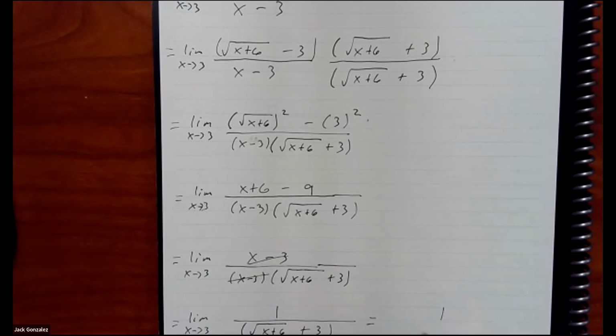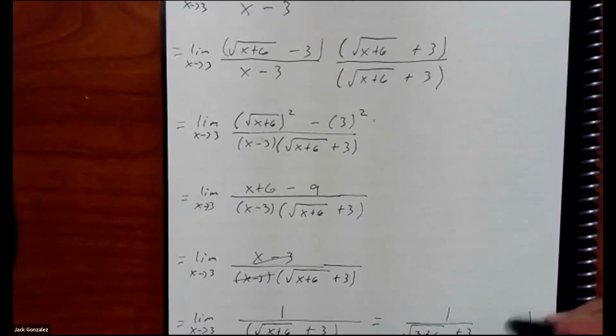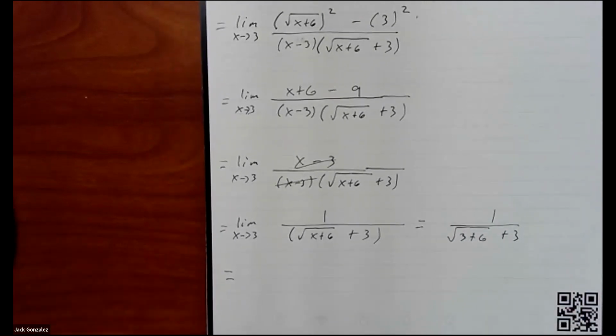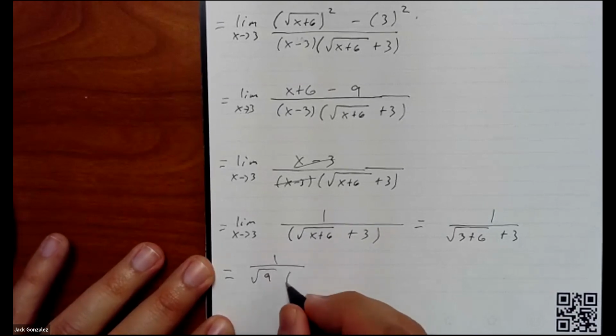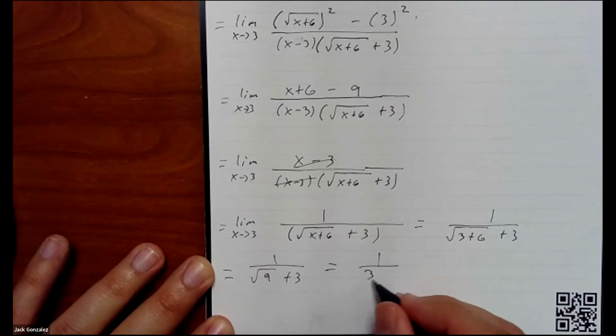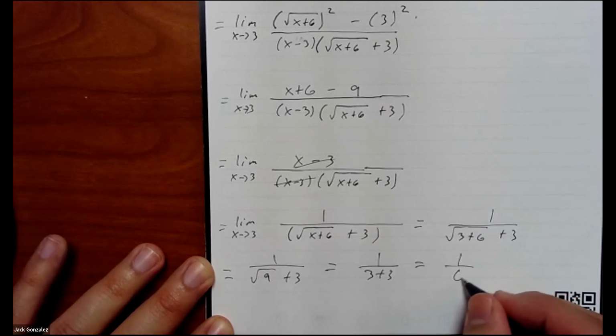So plug in the limit. That'll be the square root of 3 plus 6 plus 3. The square root of 3 plus 6 is the square root of 9, which is 3. So this becomes 1 over, well, I guess we can show the work. This will become 1 over the square root of 9 plus 3, which is 1 over 3 plus 3, 6.